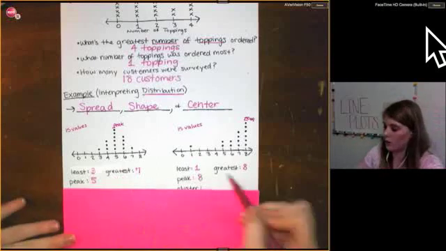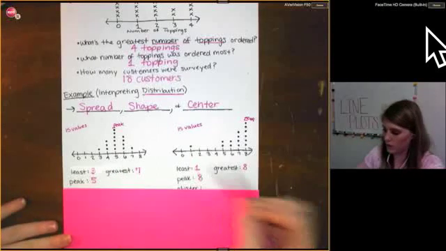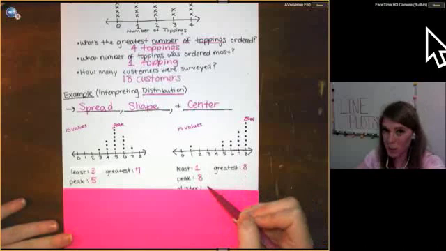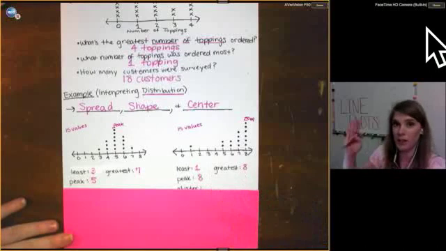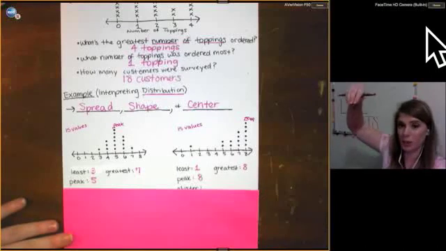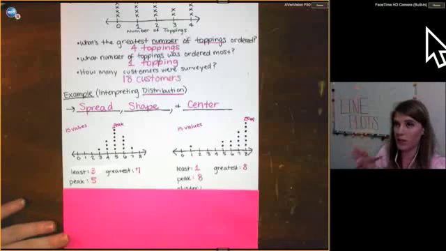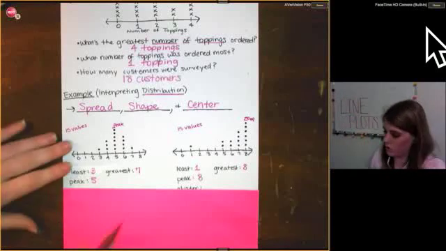Whereas over here, least to greatest, 1 is the least, 8 is the greatest, and then 8 is the peak. So 8's not only the greatest value, it's the highest number of responses. So we can already kind of guess and think about the shape of the dot plot.